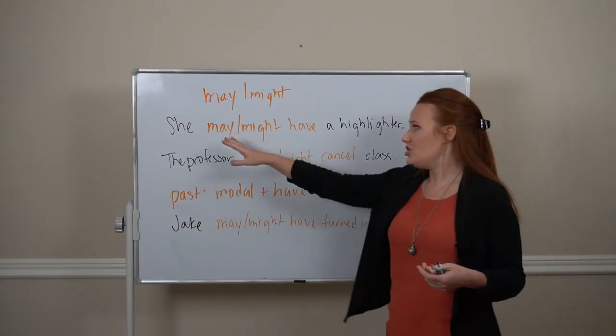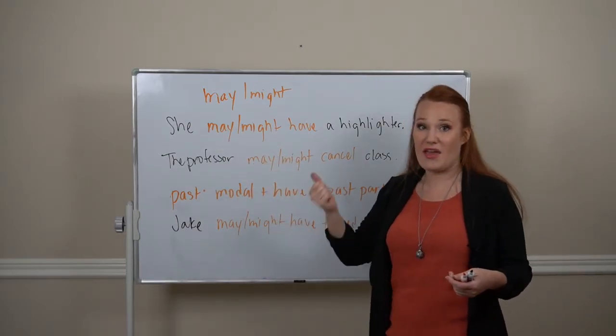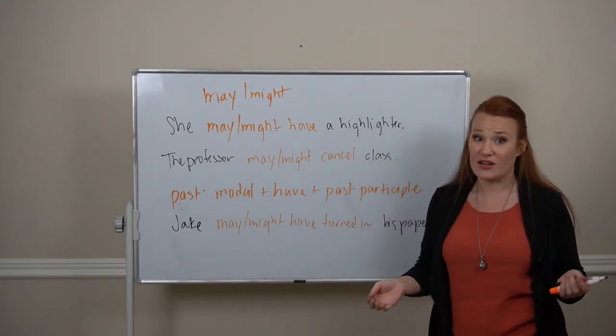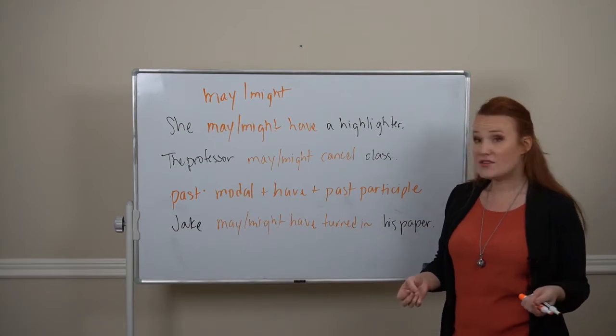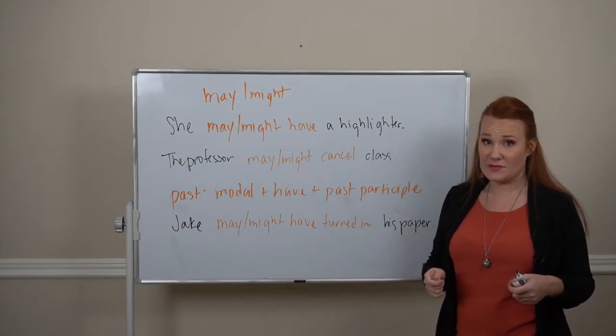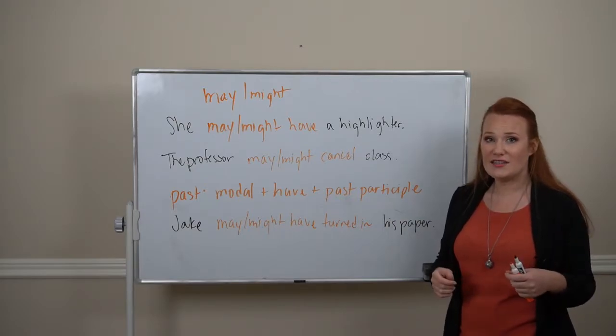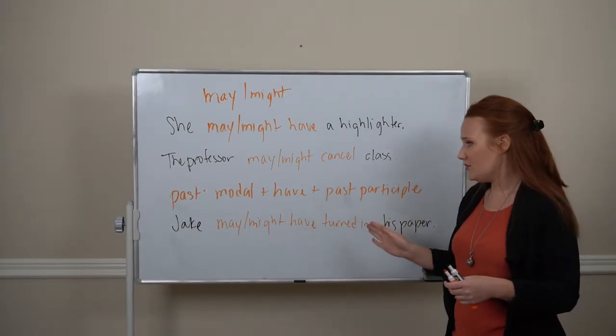So remember that modal verbs are never conjugated. So we'll say she may, the professor may, I may, we may, they may. There's never any different ending on our modal verbs. Also, they are auxiliary verbs. So to make them negative, we'll stick the word not between our modal and our main verb.